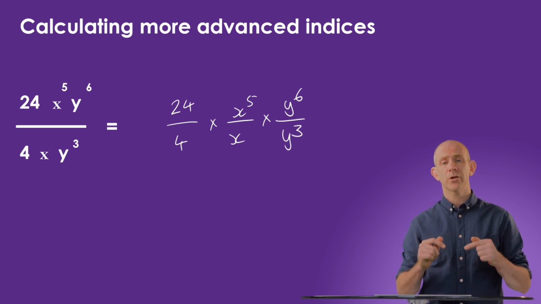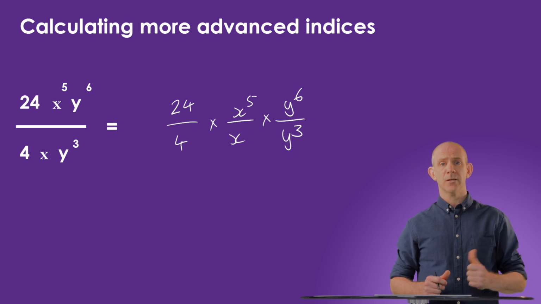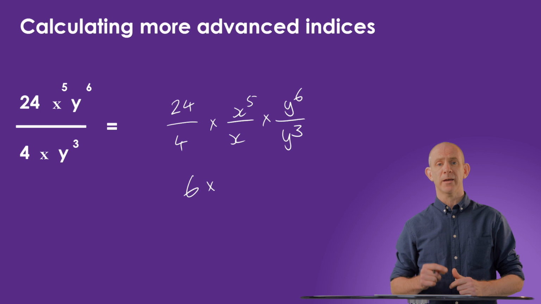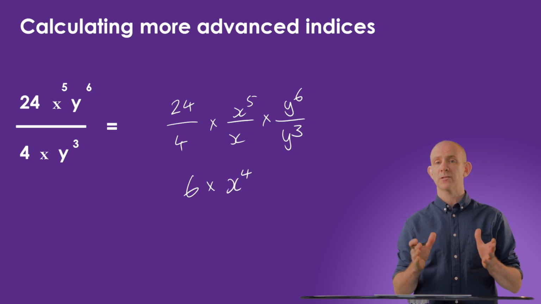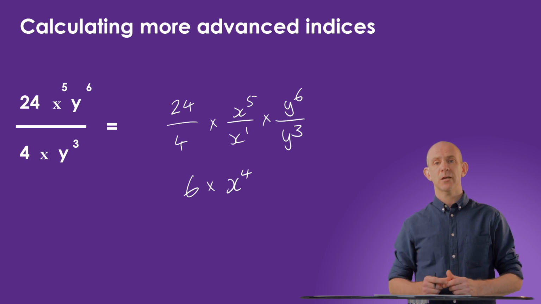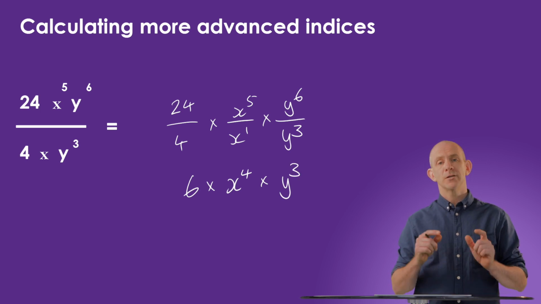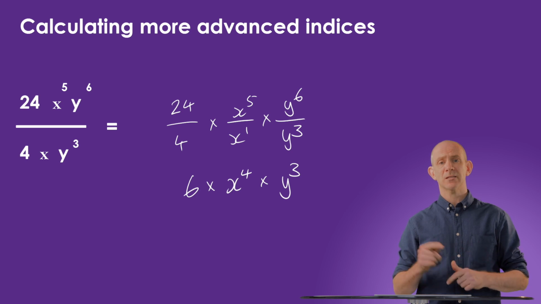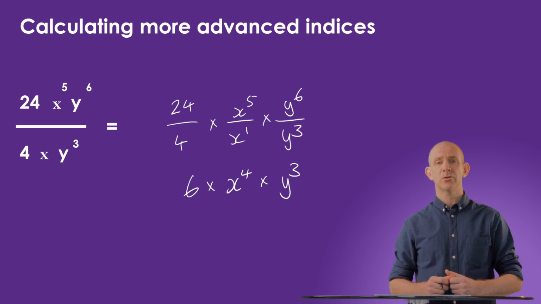So if we calculate what those are using our index laws that we've covered, we have 24 divided by 4, which gives us 6, x to the power of 5 divided by x, which gives us x to the power of 4. Remember that x has a power of 1, even though we haven't stated it. y to the power of 6 divided by y to the power of 3 will give us y to the power of 3, because 6 take away 3. So now we've got 6 times x to the power of 4 times y to the power of 3. We can simplify that further by taking out the multiplication symbols and get 6x to the power of 4, y to the power of 3.